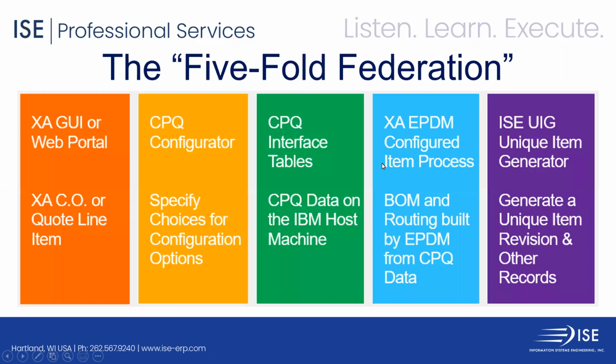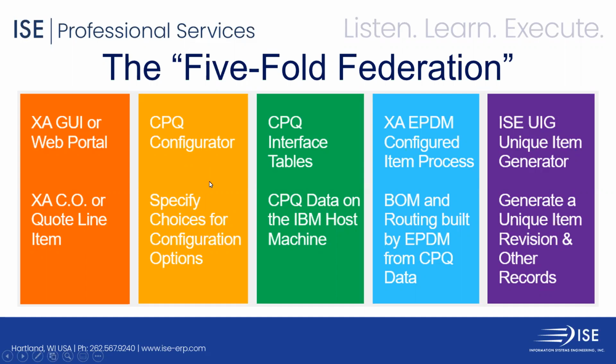I call this the five-fold federation, or F3 or F cubed for short. So you start over here on the orange. On the left, you have your XA GUI, which could be PowerLink or NetLink, or of course you could have a web portal, on-premise sales portal, cloud, EQ, enterprise quoting, or of course you could be using ComNet too. So you have some type of graphical user interface, and that launches CPQ.